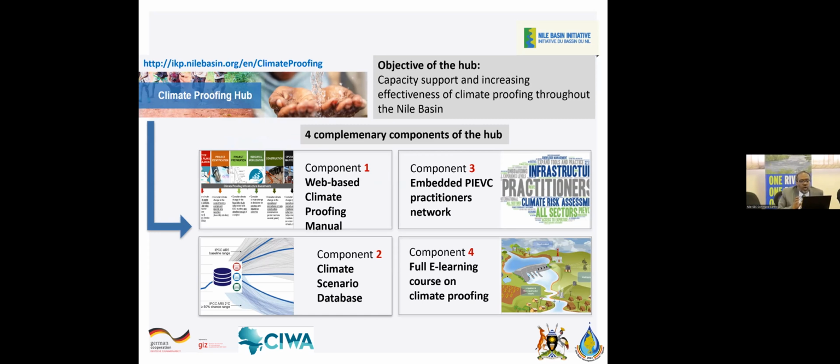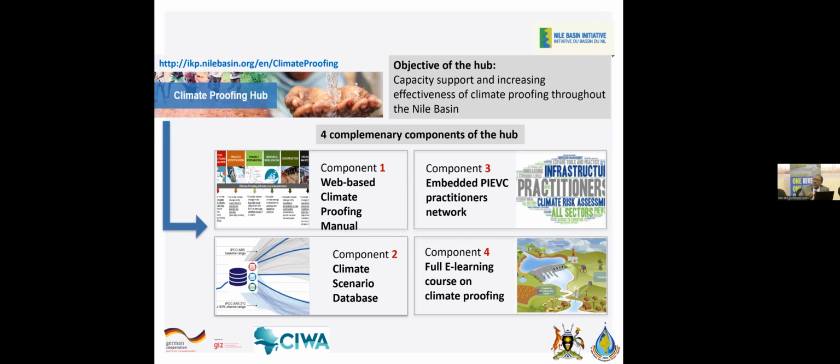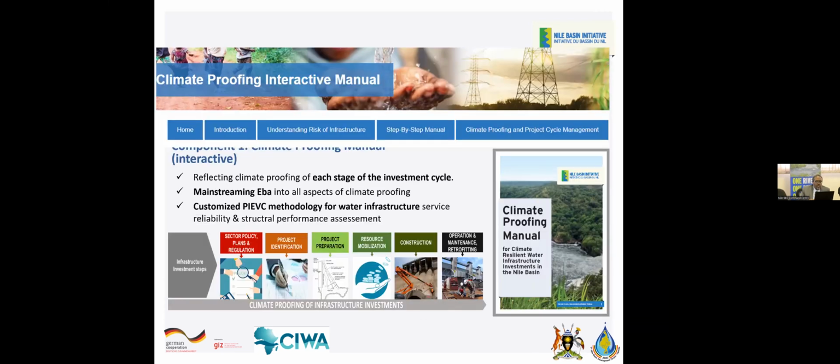We also have a third component related to the PIVC Practitioners Network. This is a global network. You can also access that global network and leverage the global experience in this field. And finally, we have an e-learning course on climate proofing. That e-learning course can take you through the different processes. These are the different components which I mentioned, these 4 components.